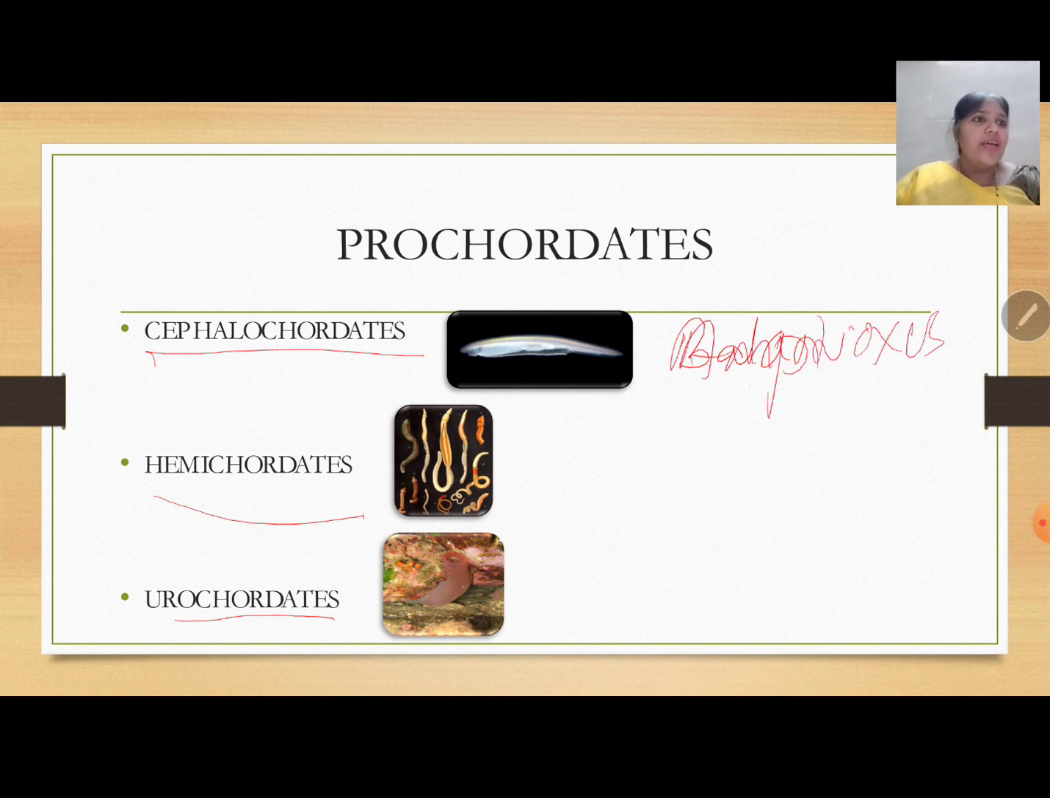Amphioxus. An example for cephalochordates is Amphioxus. Now all of you have seen Amphioxus in your lab, under the microscope or in the bottles. You can see the branchial aperture and all those things, and you can view it under the dissection microscope also. So this Amphioxus is an example of cephalochordate.